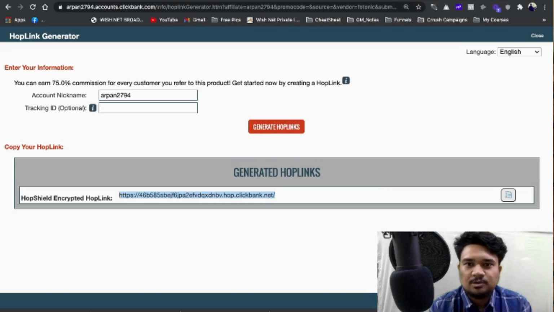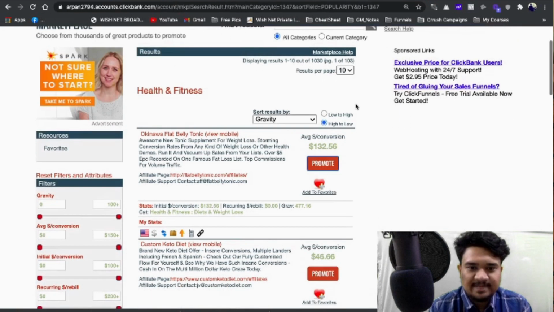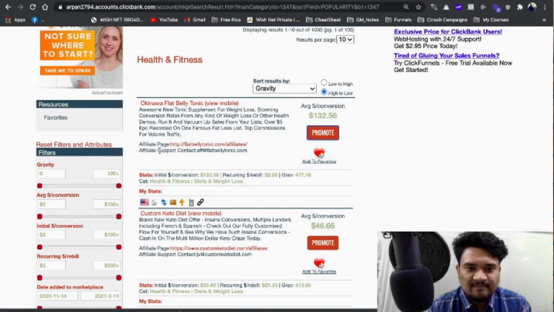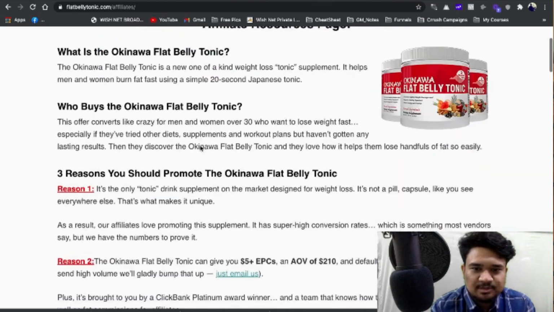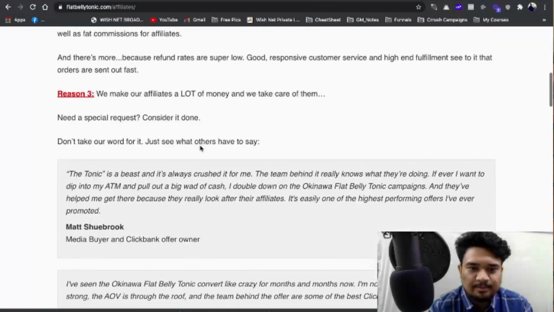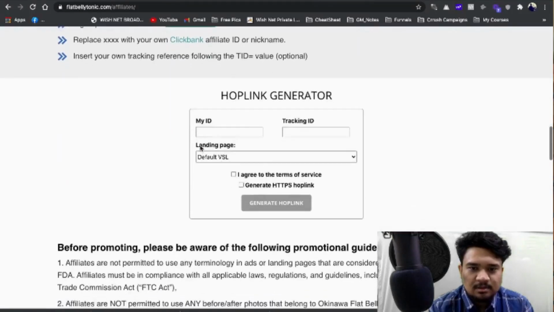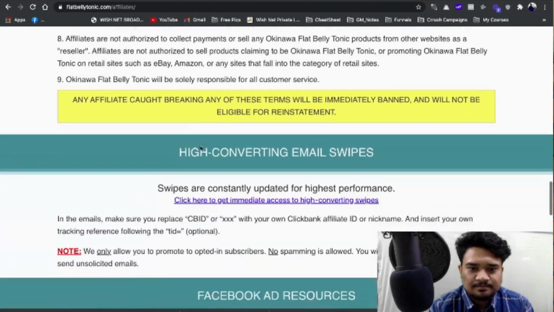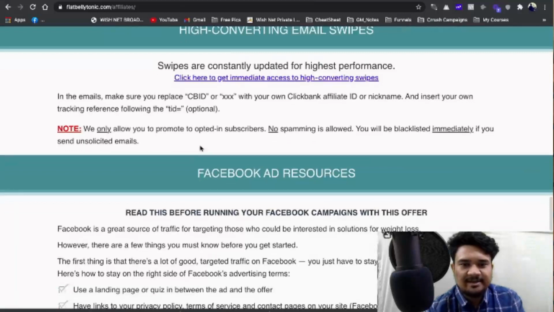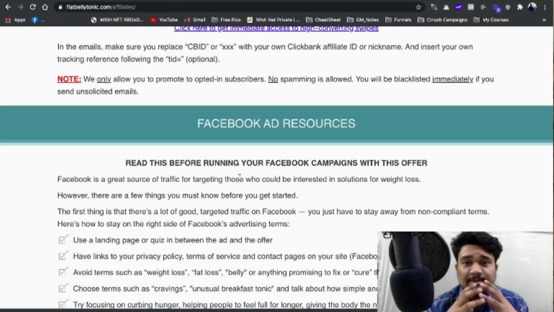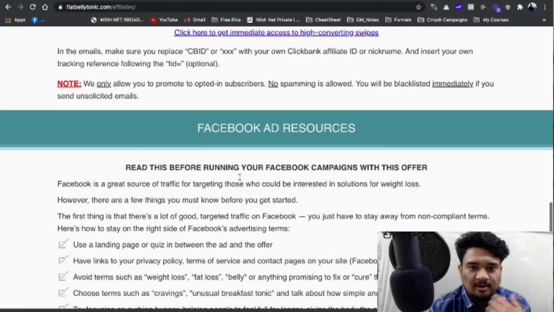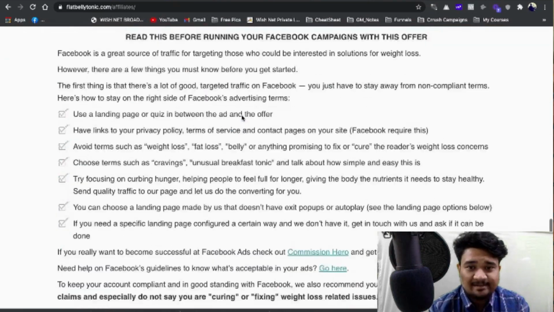So let me say I'm going to go for Okinawa Flat Belly Tonic. Now I will click on this affiliate page option. When I click here, they are going to redirect me to this page where I can see what their product is all about. They also provide you high converting email swipes as well. That's very good. That will be helpful for you in the back end of everything. They also provide Facebook ad resources.